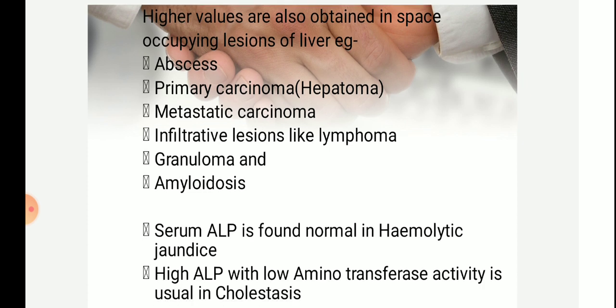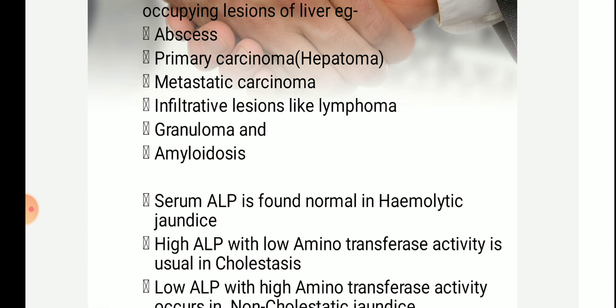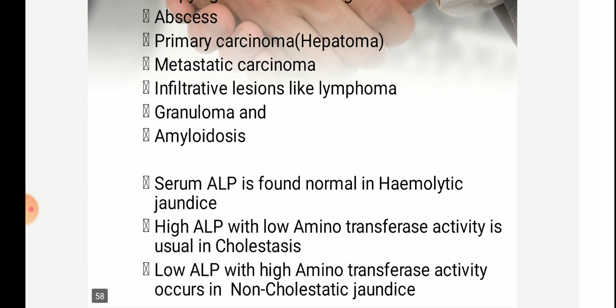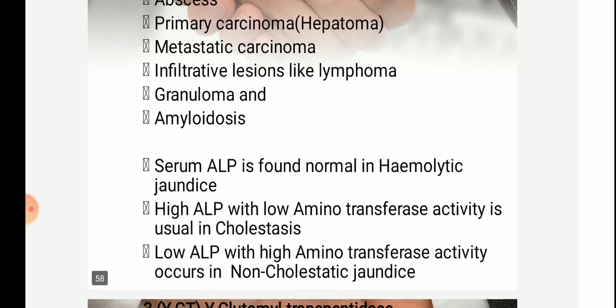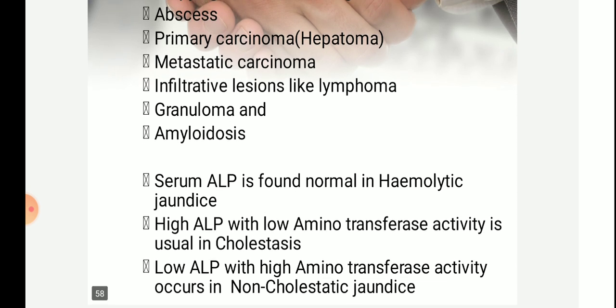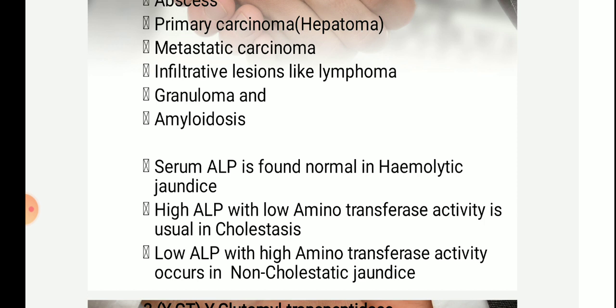Serum alkaline phosphatase is found normal in hemolytic jaundice. High alkaline phosphatase with low aminotransferase activity is usually seen in cholestasis, and low levels with high aminotransferase activity occur in non-cholestatic jaundice. See this correlation. This is very much important in arriving at a diagnosis of the liver or any clinical diagnosis. So correlations are done here of these particular alkaline phosphatase levels with the aminotransferase levels.